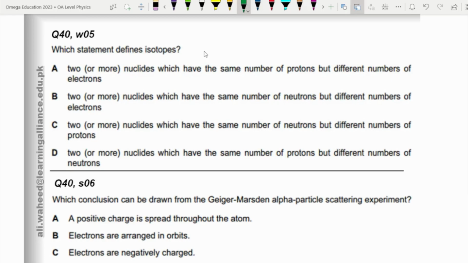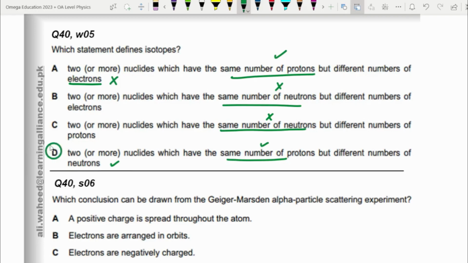Which statement defines the isotopes? It's a very easy one based on the facts. Isotopes have same atomic number, but different mass number. Okay, same number of protons, that's correct, but different number of electrons, no. Otherwise, your atom is not neutral. It must be neutral. Same number of neutrons, no, not even in discussion. Same number of protons, okay, but different number of neutrons, yes. D is the right answer for question number 40. Okay, let's move on to the next one.